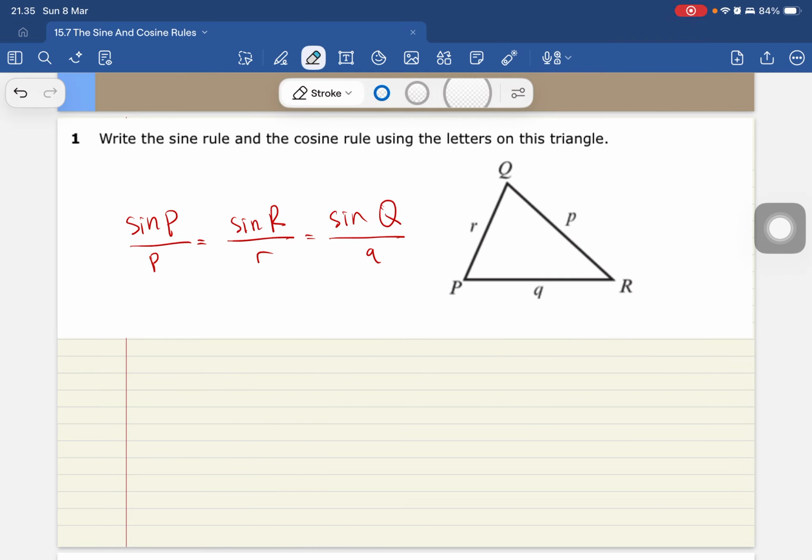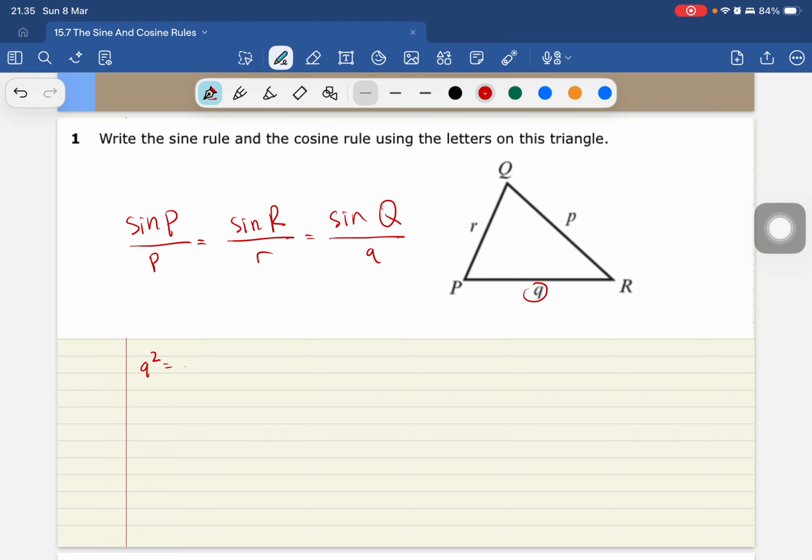Now for the cosine rule, it's slightly different. Let's start with q. So q squared equals r squared plus p squared minus 2rp. There is no c, apologize. 2rp, and then we will use cos Q.